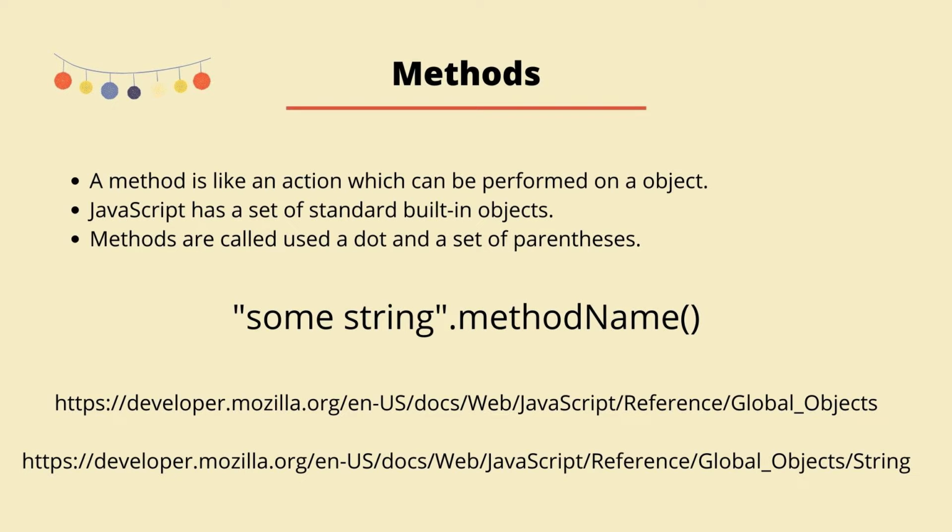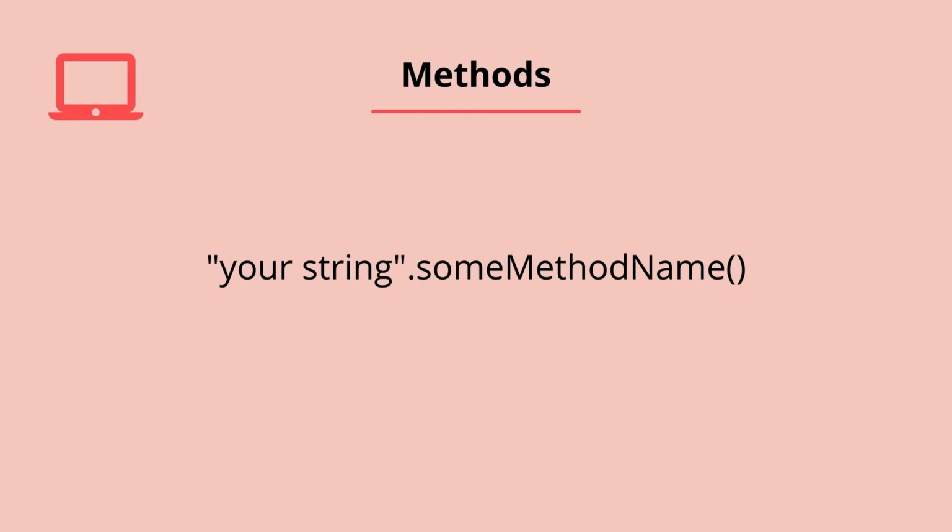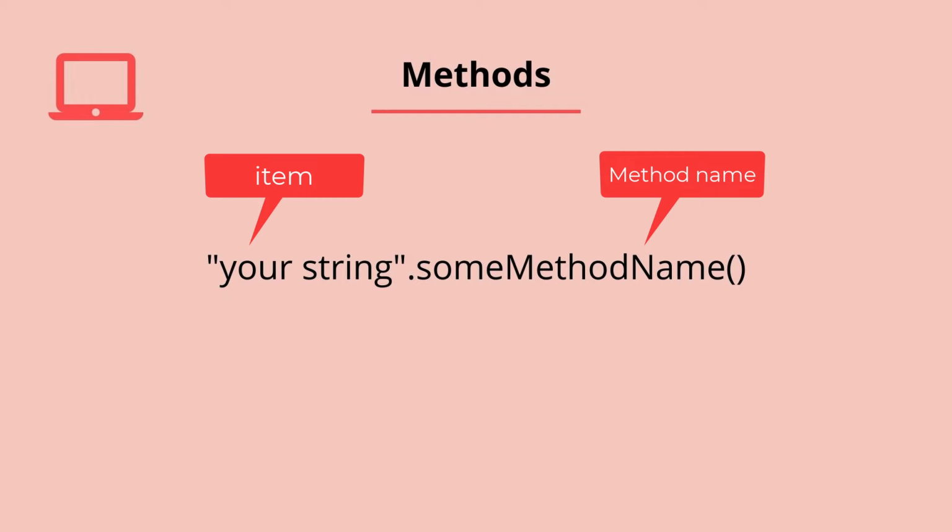All methods follow the same structure. It's the item you want to call the method on, followed by a dot, followed by the method name, followed by open and close parentheses.